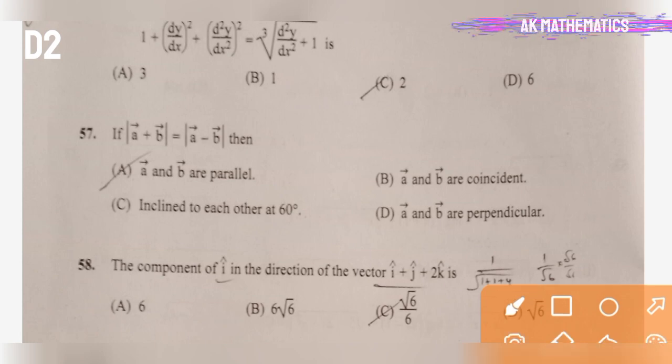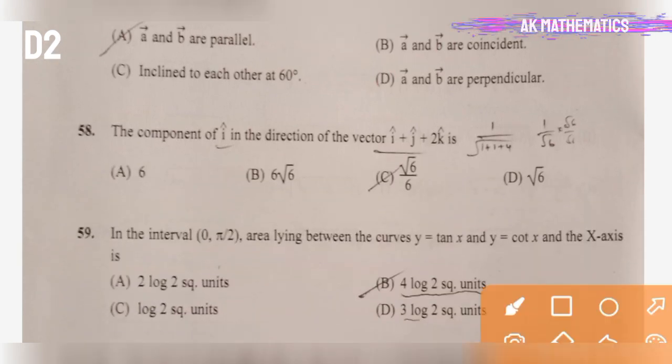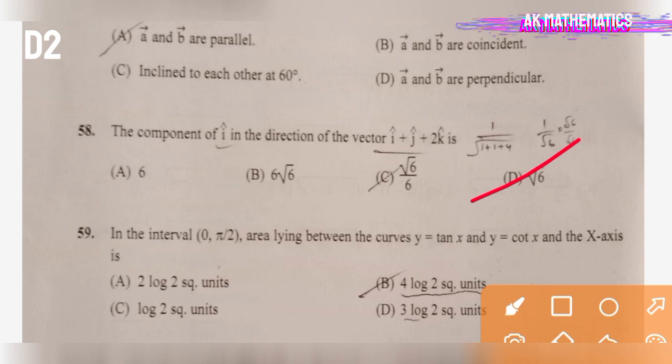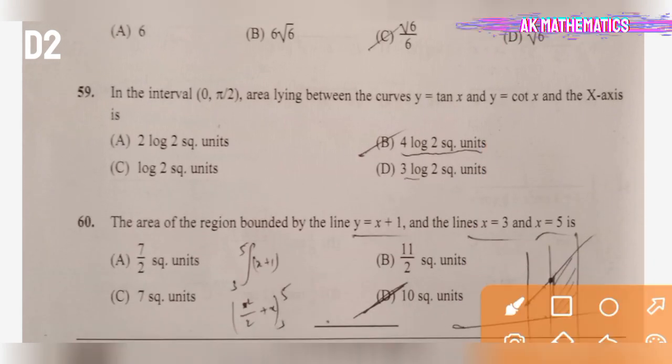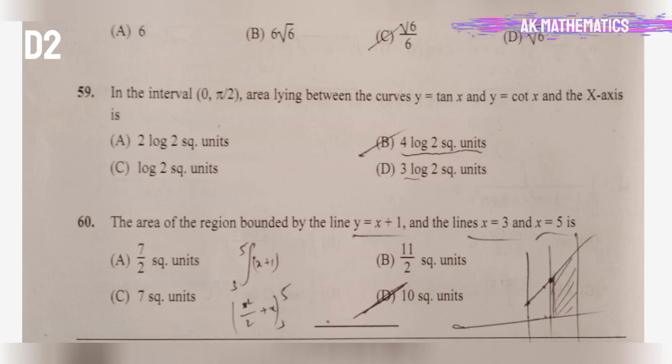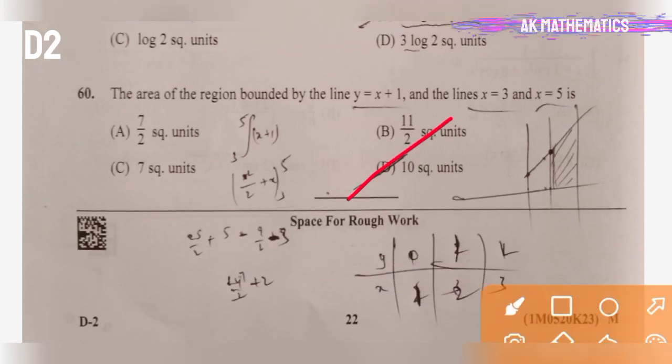A and B are perpendicular. 57th. 58th, it is again D, root of 6. 59th, it is again D, 3 log 2 square units. And 60, it is again D. Okay, so from 55th to 60th question, the options are D, but the majority of the correct answers in D2 paper set are D.